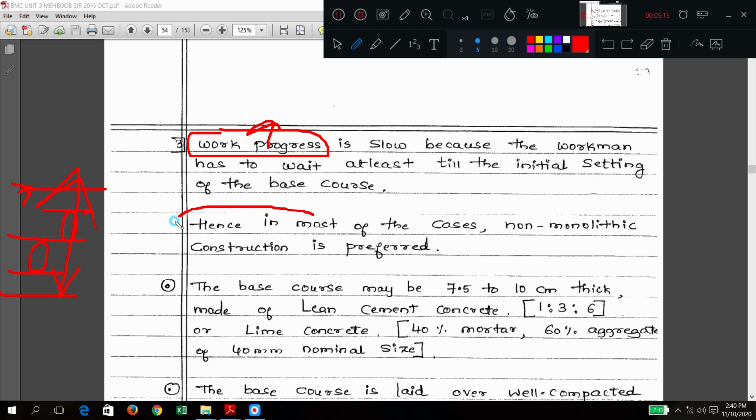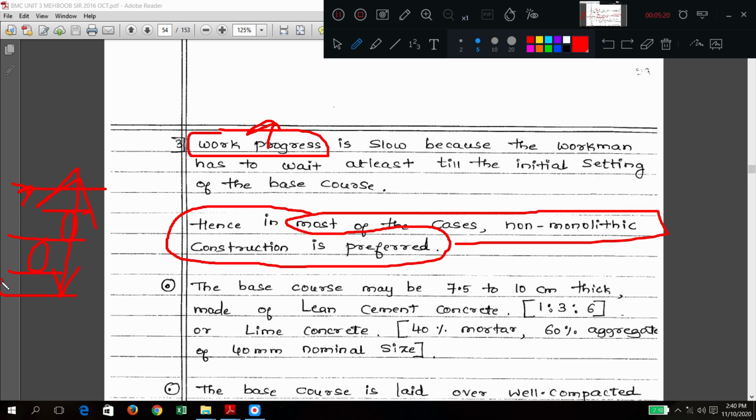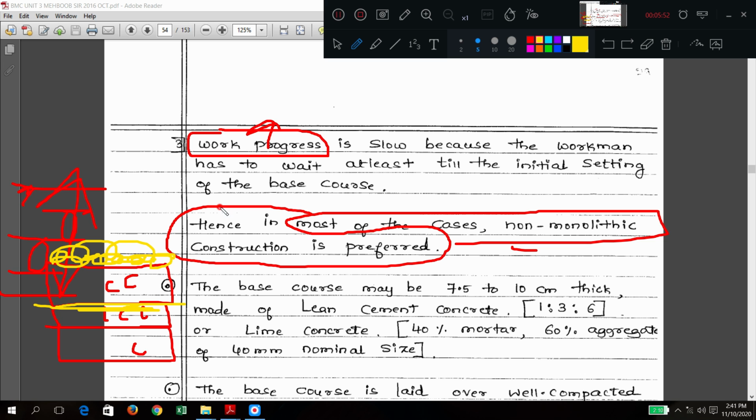Very important now. Non-monolithic construction is preferred. Why? It gives sufficient time, no cracks will come, no damage will be there. So that is why you construct first the bottommost layer, you give time, next the second layer. The first layer is compacted earth, the second layer is LCC, lean concrete, and later the cement concrete. In between, what is there? DPC. Here some DPC will come, and at the top you get the topping or wearing course. Okay, like this.